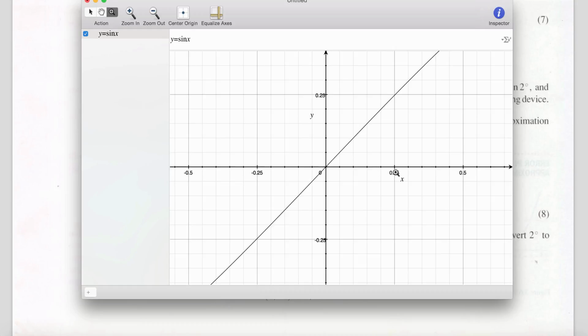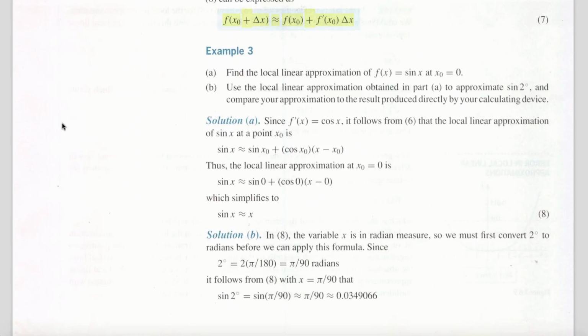So as I go out, here's 0.25. It really looks like a line, mostly right here. If I go to negative 0.25, it still looks like a line. So the point is simply this: if I used the equation of the tangent line in this region, my approximation would probably be really good. That's the whole point of local linear approximations. It's using the tangent line to approximate the function wherever the tangent line looks like the function when it's zoomed in, looking like a line.